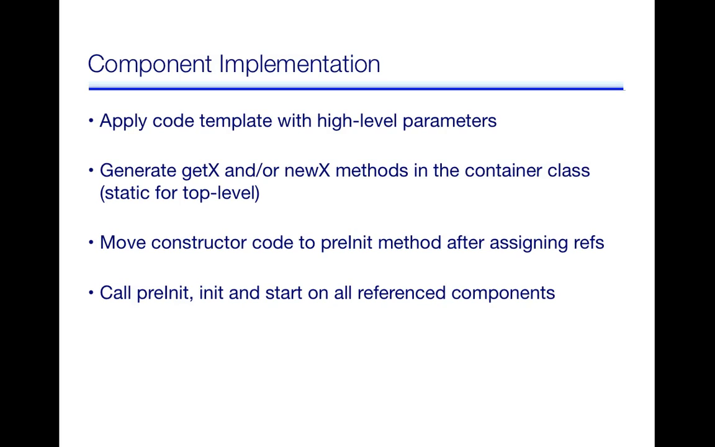The goal of the component implementation is to support multi-phase initialization and arbitrary graphs of objects. So this involves moving the constructor code out of the Java constructor and into a method so that we can construct all the objects, we can wire up all the graphs so that all the reference graphs are assigned, then we can run the constructor code. And then there's a pre-init method that's run after assigning the references. And when one component is created, it initializes and starts all of its reference components in order. So it gives you an efficient, fast way to create and define a whole object graph.